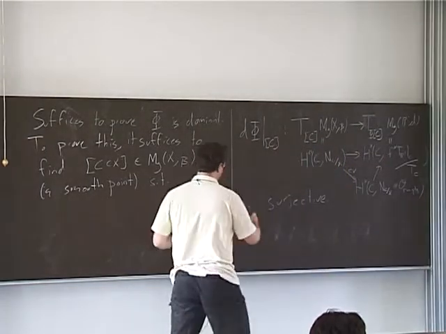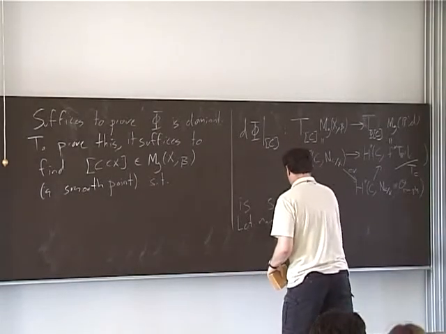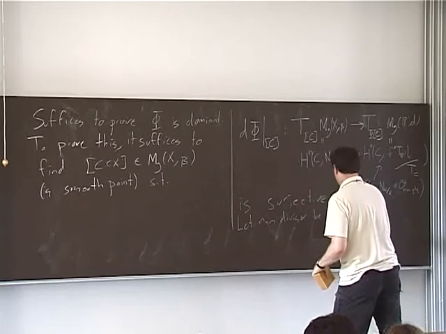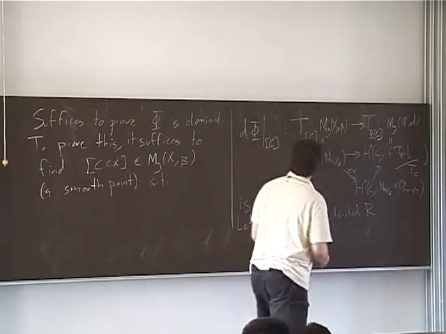So again, let the ramification divisor be denoted R. Then we have a short exact sequence.